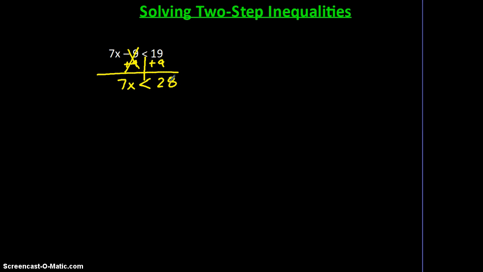Last step, because we said it's two steps, in this case I need to get 1x, so I have to divide both sides by 7. 7 divided by 7 gives me that 1x, and because this 7 is not negative, my inequality sign is still facing the same direction. And then 28 divided by 7 is 4.